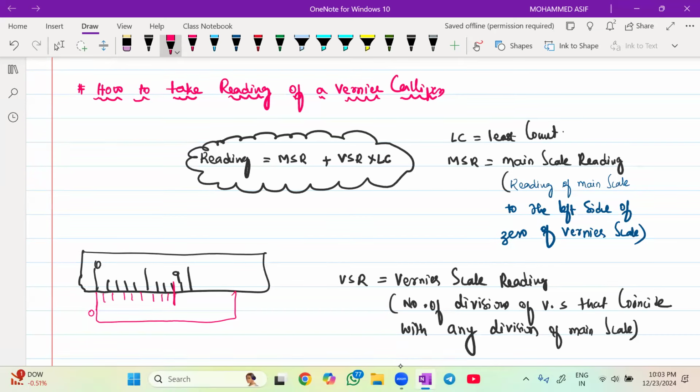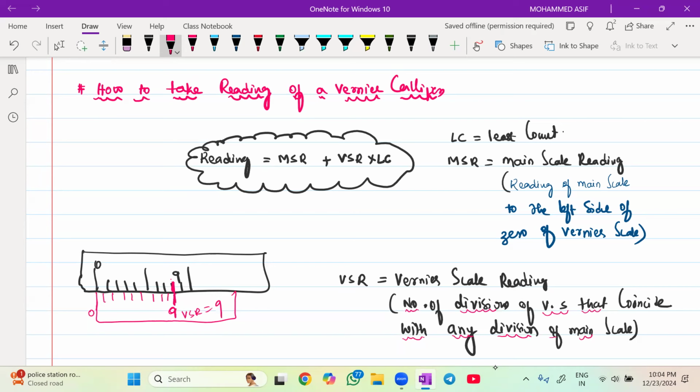You see, 9 is coinciding with this one. So 9 of the Vernier scale is coinciding with a division on the main scale. Number of divisions of Vernier scale that coincide with any division, it may be any division of main scale, but it should coincide. Where is it coinciding? 9 is coinciding with some reading of the main scale. Now Vernier scale reading, VSR, will be equal to 9.